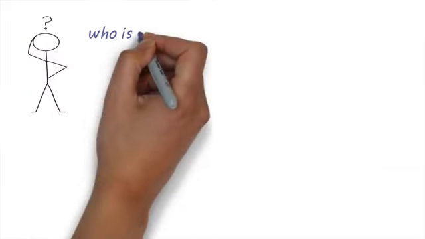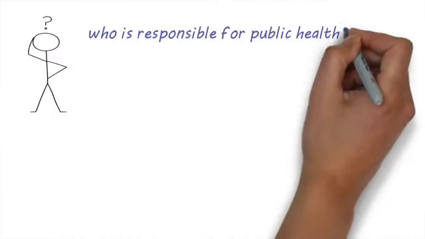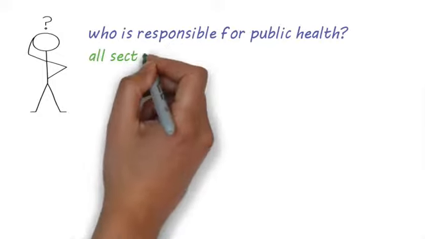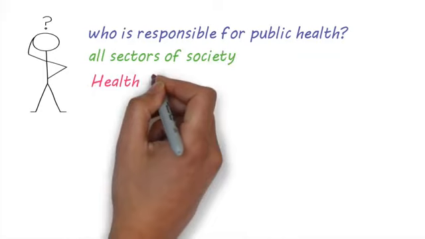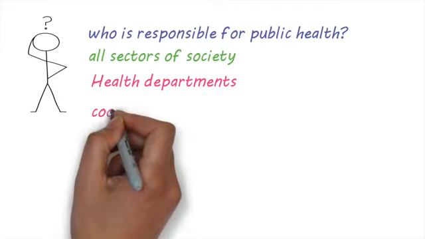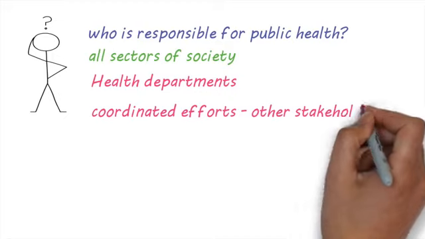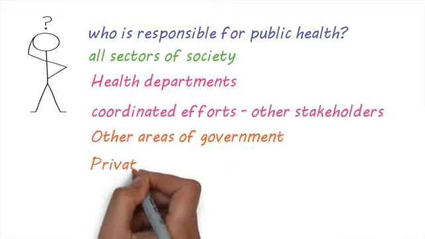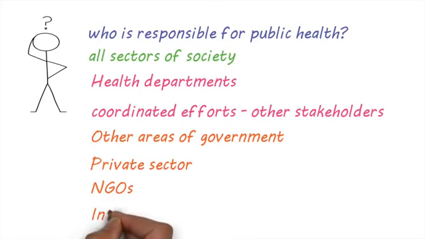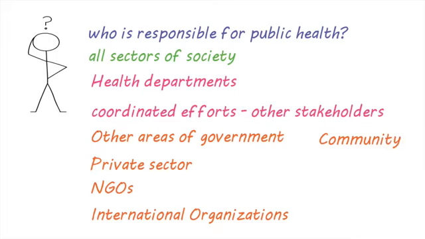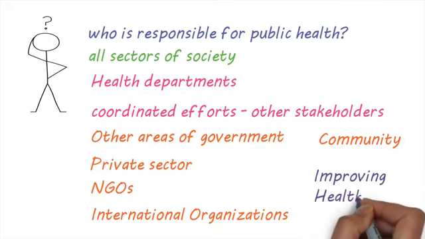So, who's responsible for public health? Ultimately, the responsibility of creating a healthy community rests with all sectors of society. Health departments do have a central role in public health. However, improving the health of a population requires the coordinated efforts of a broad range of stakeholders. This includes other areas of government, the private sector, non-governmental organizations, international organizations, and communities, to name a few, all united with a shared goal of improving the health of the public.